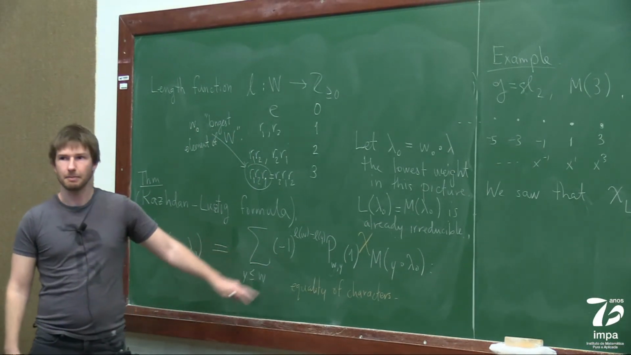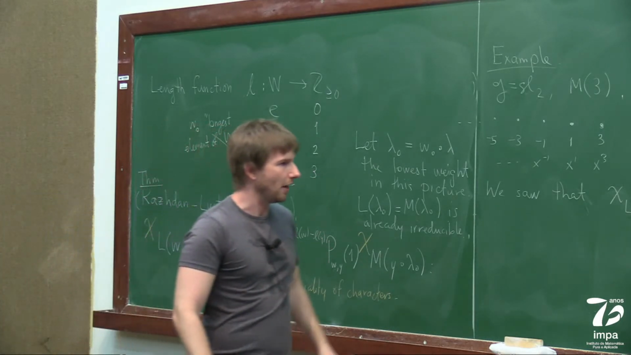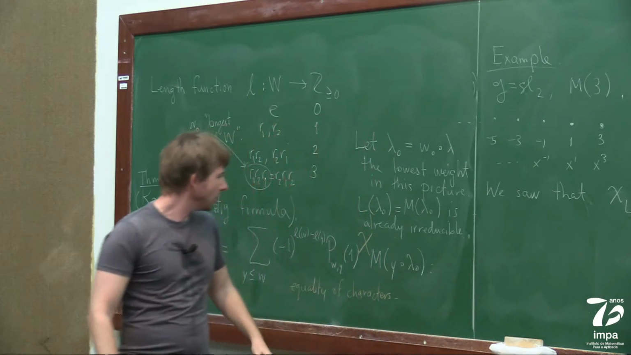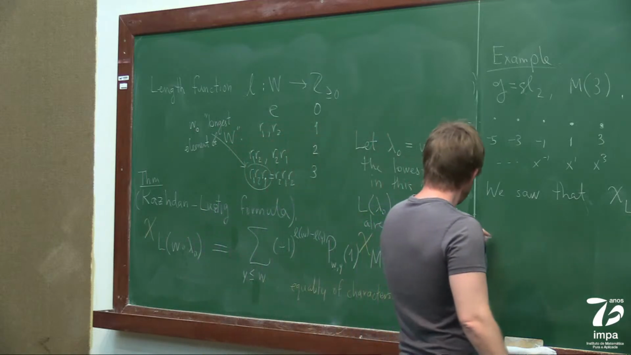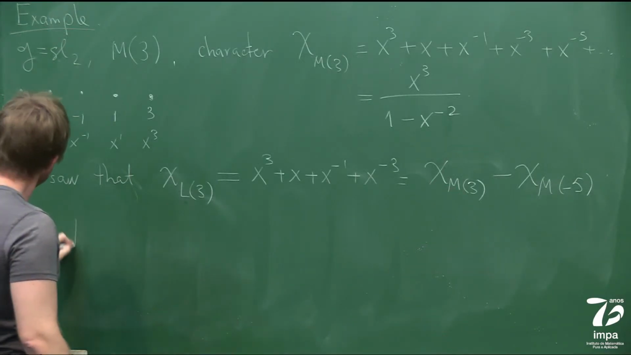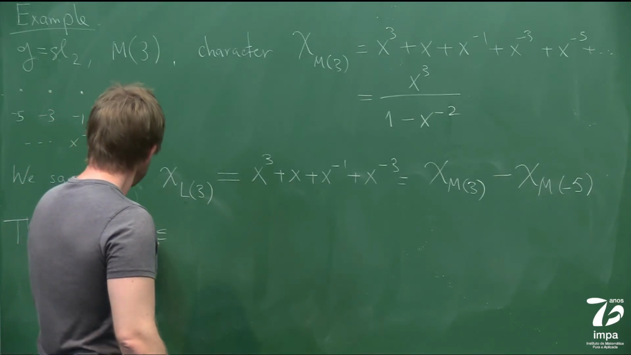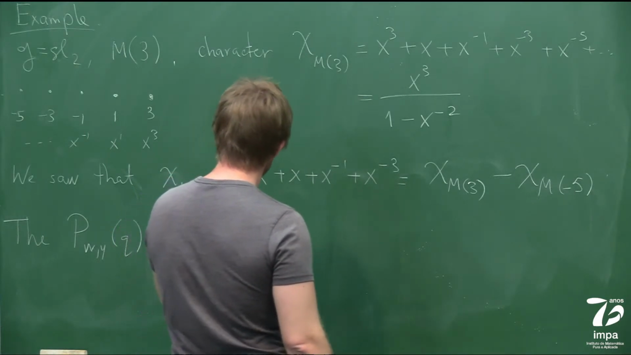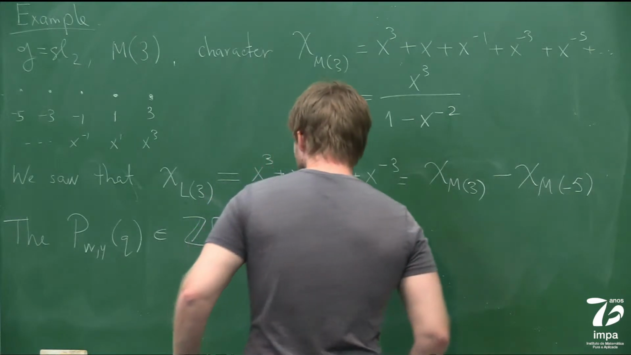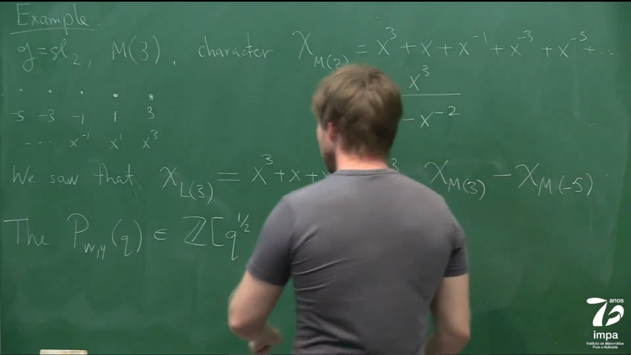And there's a sign appearing. But what is this P thing here? In this case, it's just 1. But in general, there's some complicated polynomial. These are the famous Kazhdan-Lusztig polynomials. In general, these are polynomials with integer coefficients, and for either good reasons or historical reasons, it's usually written as polynomials in q to the plus and minus 1/2.